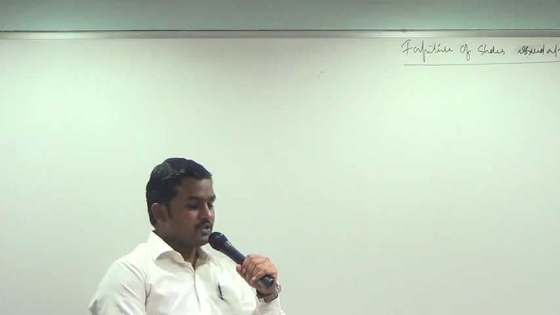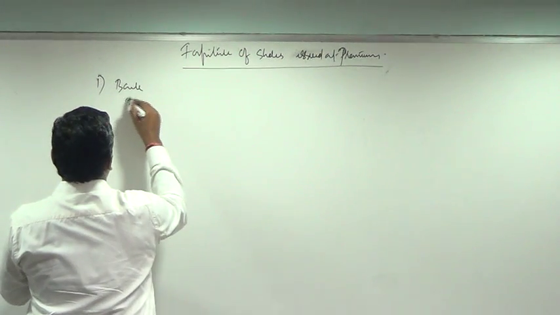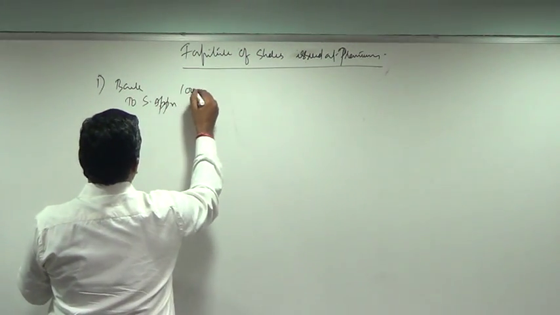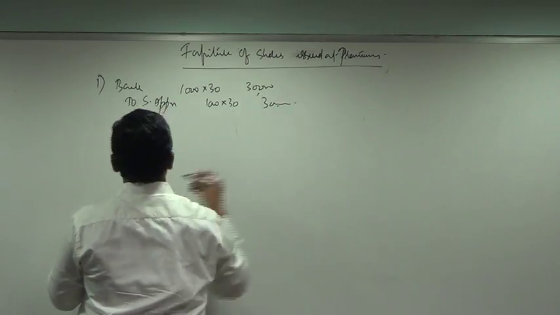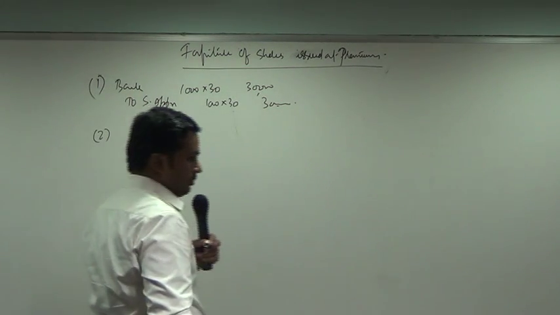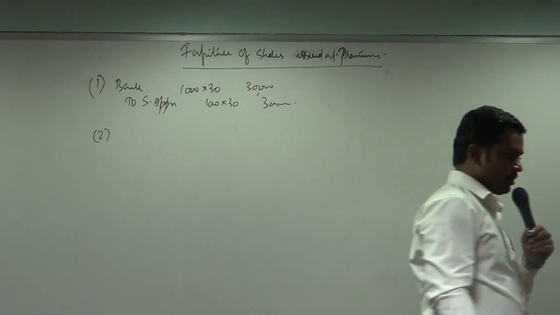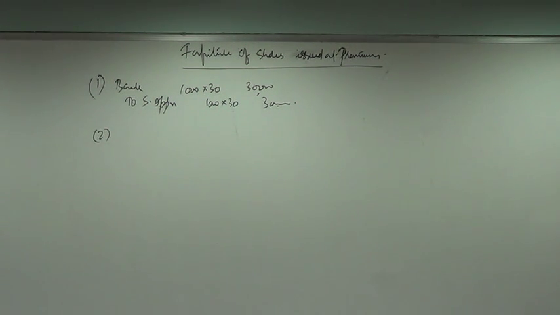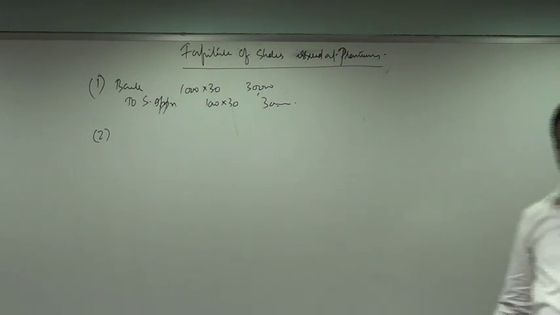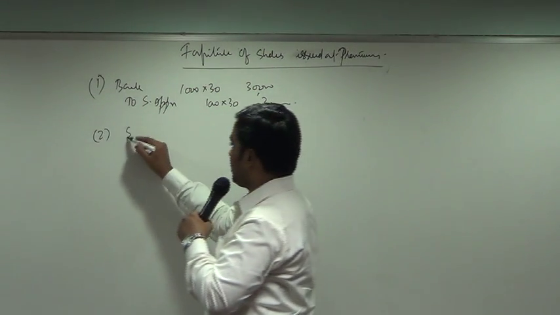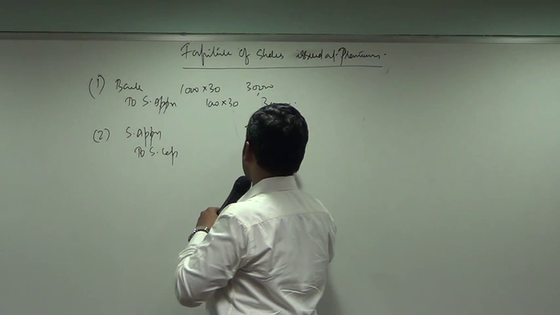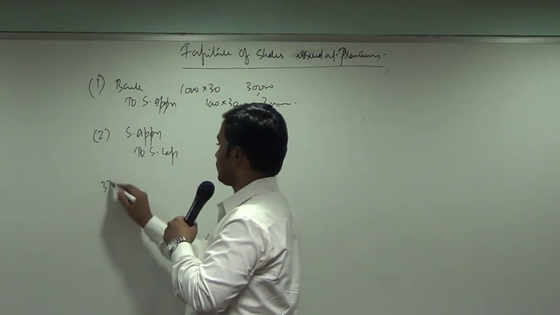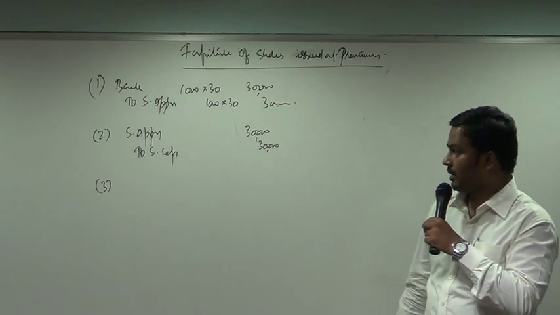Let's start quickly. Write the entries. First, where application money is received: Bank account debit to share application account, 1000 into 30, 30,000. Next, application money is transferred to capital: Share application account debit to share capital account, 30,000.